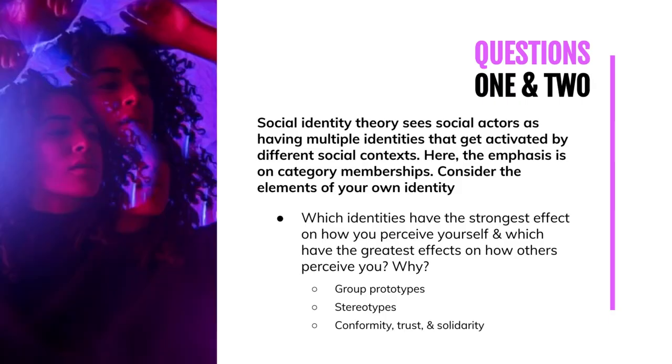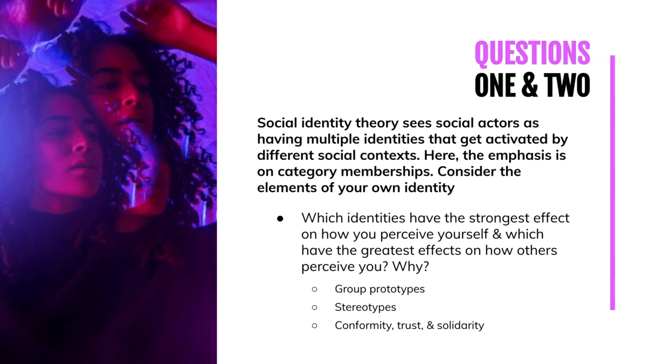Okay, so moving to questions 1 and 2. So, social identity theory sees social actors as having multiple identities that get activated by different social contexts. Here, the emphasis is on category memberships. So, consider the elements of your own identity. And the questions ask which identities have the strongest effect on how you perceive yourself, and which have the greatest effects on how others perceive you and why.